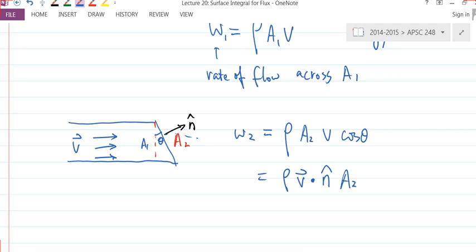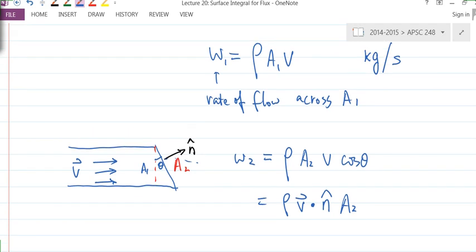I don't really understand why we have to project the velocity in that direction. Well, we're talking about the perpendicular amount of fluid, the fluid perpendicular to the area A2. So you have this area here, and what's going through that area in the perpendicular direction is the amount of quantity that we're looking for.